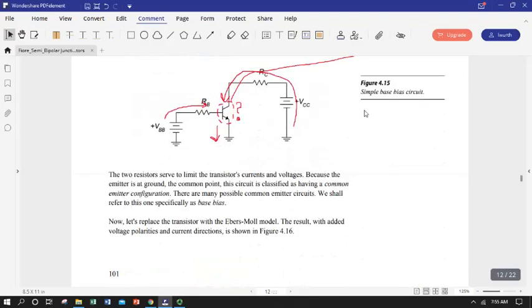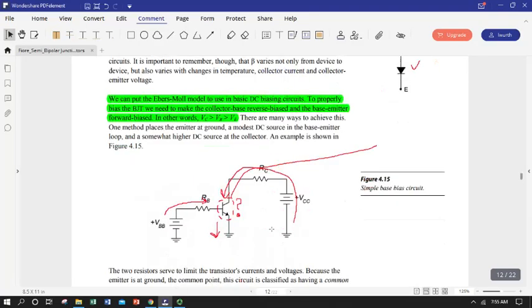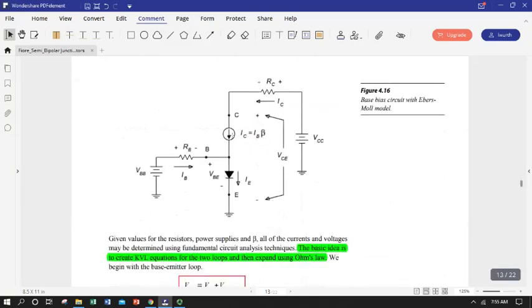So if we took this Ebers-Moll model and plopped it right in this circuit inside the little dotted circle, we'd have something like this. And I'll go ahead and dot around it. So here's the transistor in the dotted line. Here's our model, all the way down to E. So this stuff is basically representing the function of the transistor.